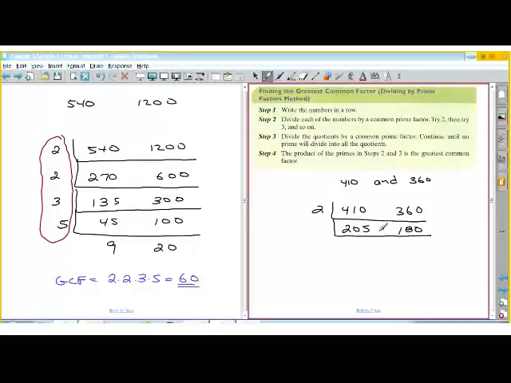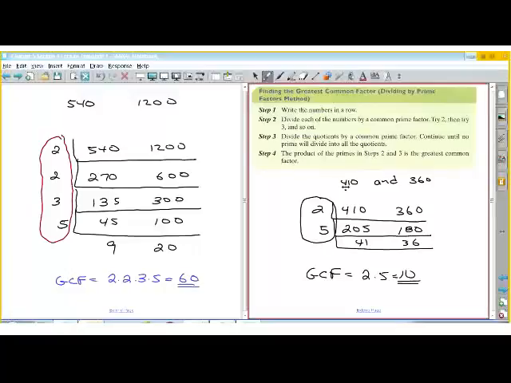So this one's divisible by 3, but this one is not. So you go to the next prime number, which is 5, and they are both divisible by 5. 205 divided by 5 is 41, and 180 divided by 5 is 36. Because 41 is a prime number, obviously we can't go any further. So that leaves us with these two numbers. The greatest common factor is equal to 2 times 5, which is 10.